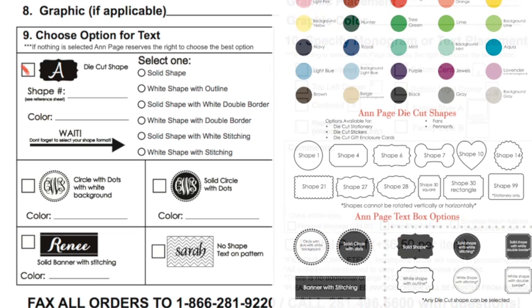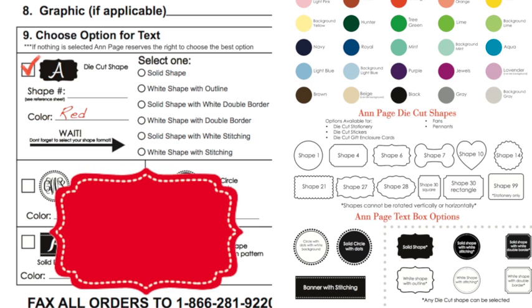You may choose a solid colored die cut shape. Indicate the die cut number and the solid color. And then choose any embellishments that you would like to add to the shape. For example, if you would like to have a solid red die cut shape number 6 with white stitching, you would complete as so.